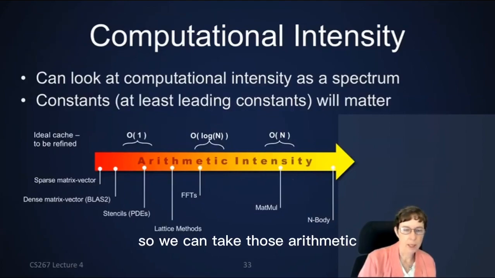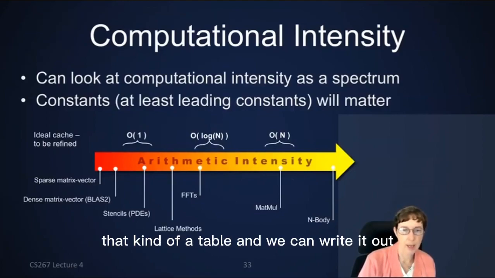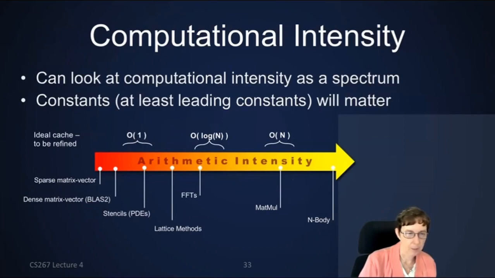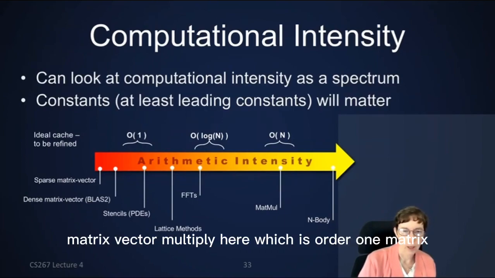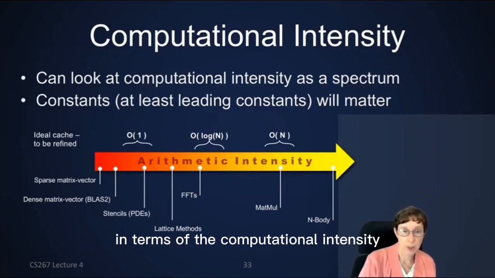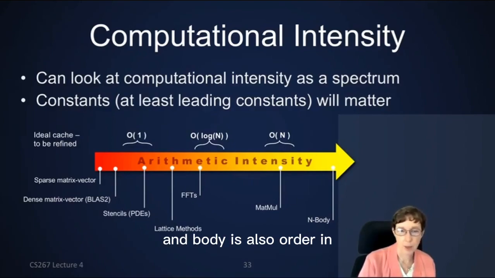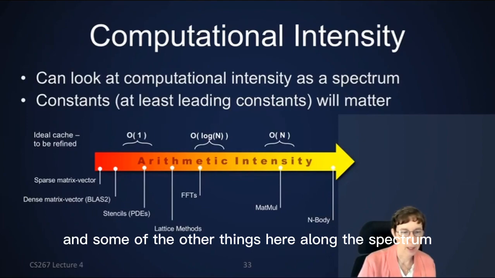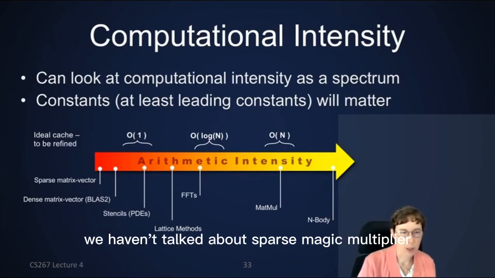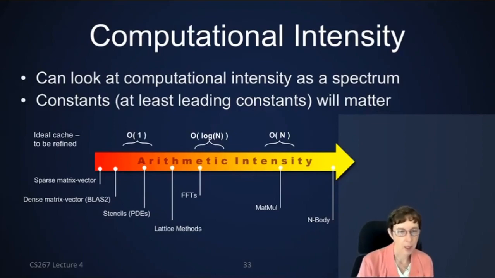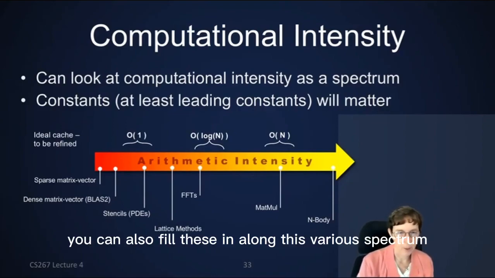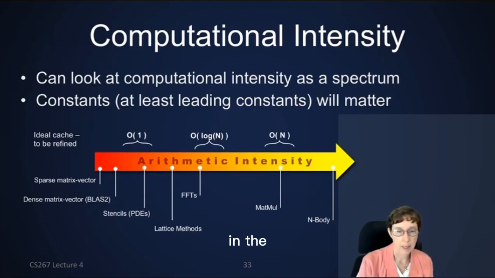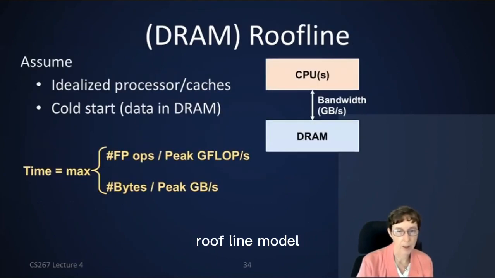Okay. So we can take that kind of a table, and we can write it out as a spectrum here. So we can have something like our matrix vector multiply here, which is order 1. Matrix multiply is order n in terms of the computational intensity, and n-body is also order n. It's actually even going to be better than matrix multiply when you take caches into account. And some of the other things here along the spectrum. We haven't talked about sparse matrix multiply or lattice methods, but you can also fill these in along this various spectrum. And so that's what we're going to use for our x-axis in the roofline model.